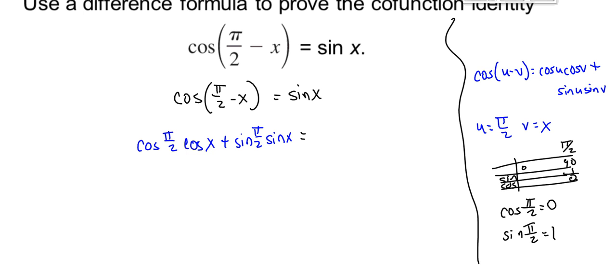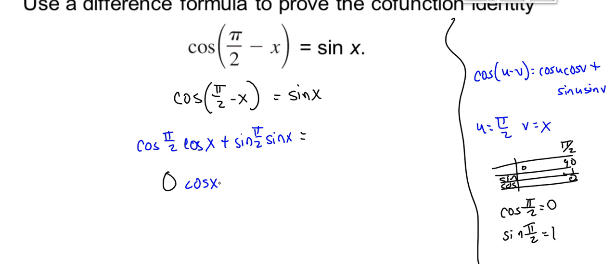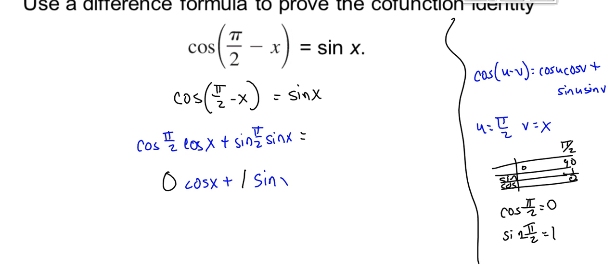plug those in. And so this will be cosine 0 times, and we'll leave that cosine x, plus sine of pi over 2, 1 times sine x. And so then 0 times anything is 0, and I just get 1 times sine x, which is sine x equals sine x, and done.